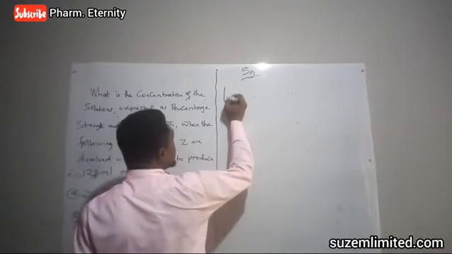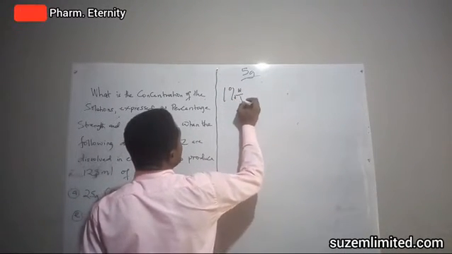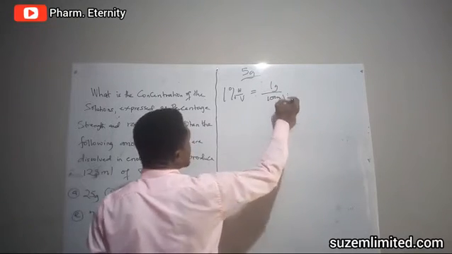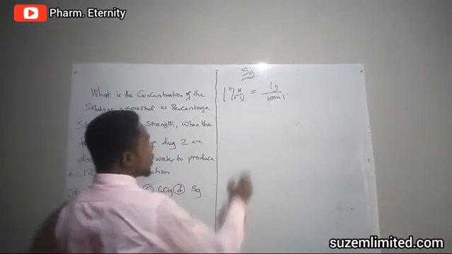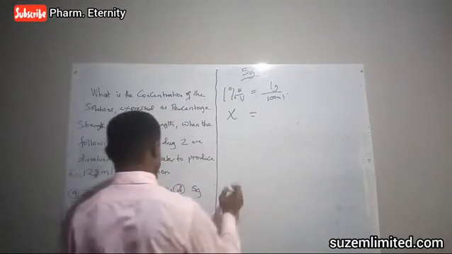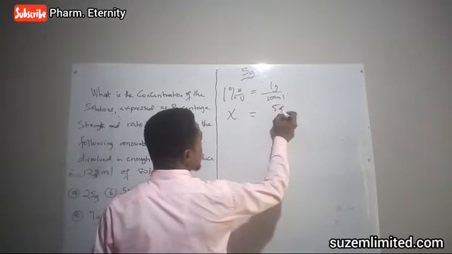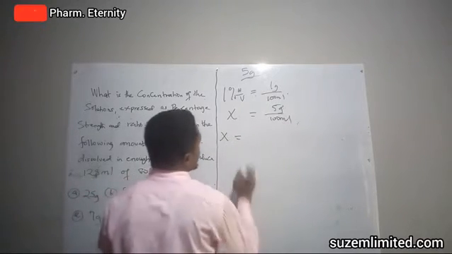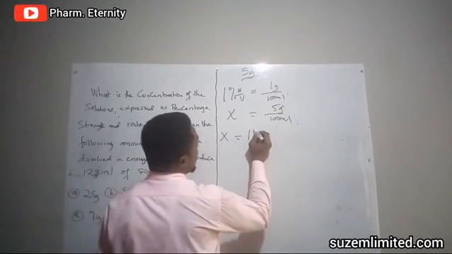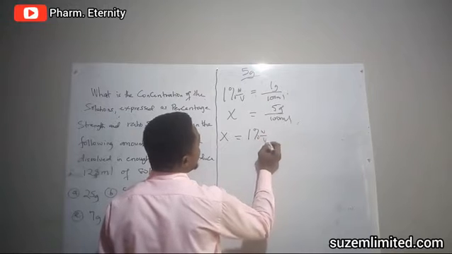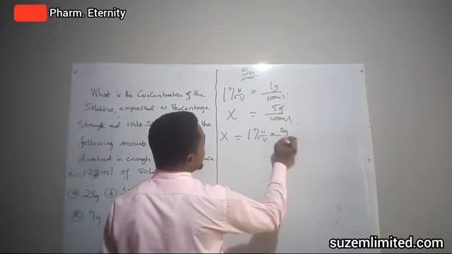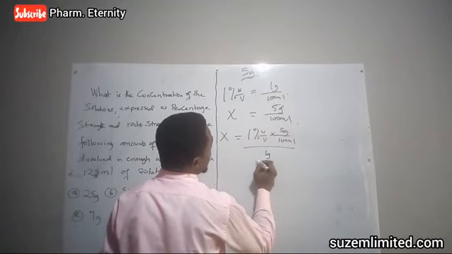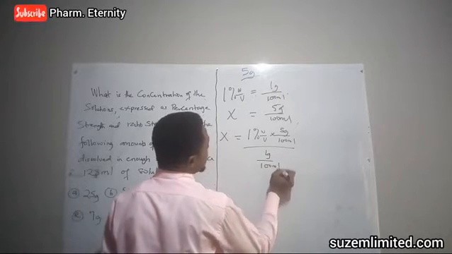Recall that 1% weight per volume is certain as what? 1 gram over 100 ml. So now, what will X be? 5 grams in 100 ml. So X is 1% weight per volume times 5 grams over 100 ml, divided by 1 gram over 100 ml.